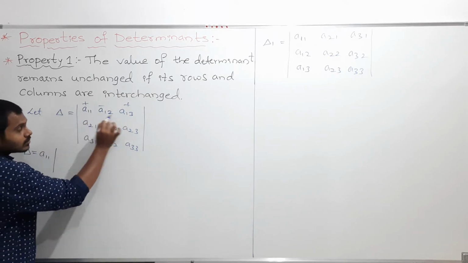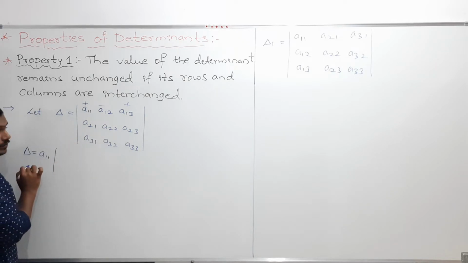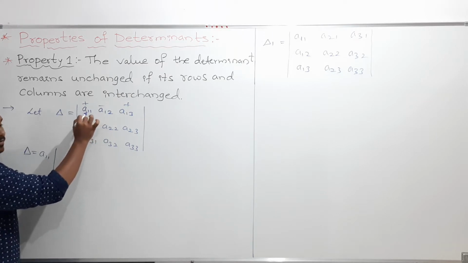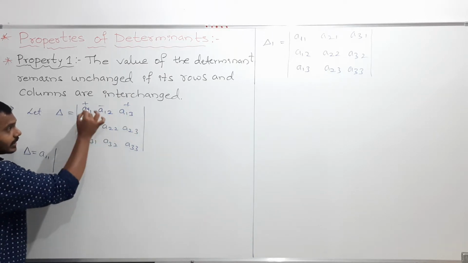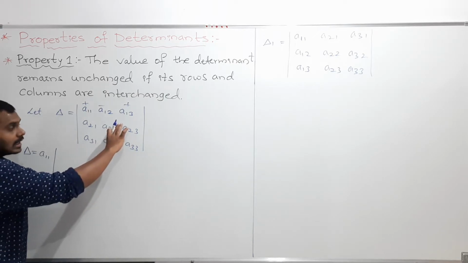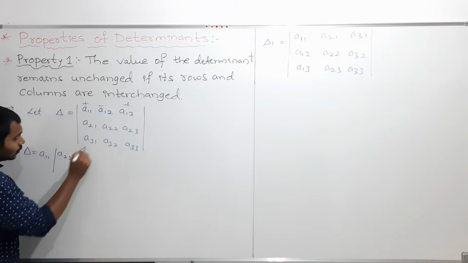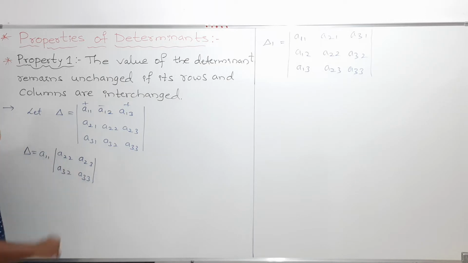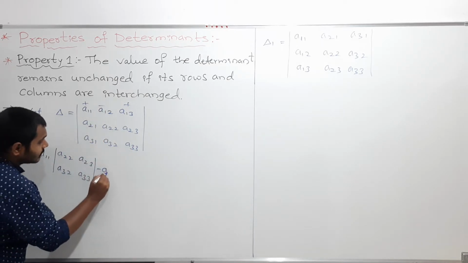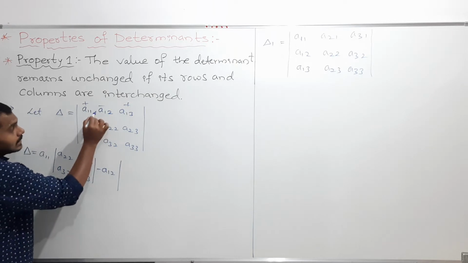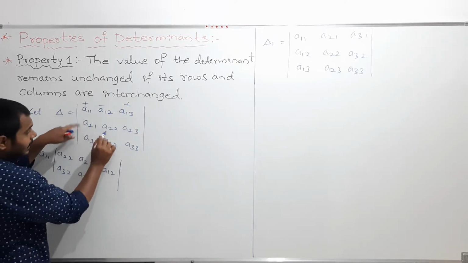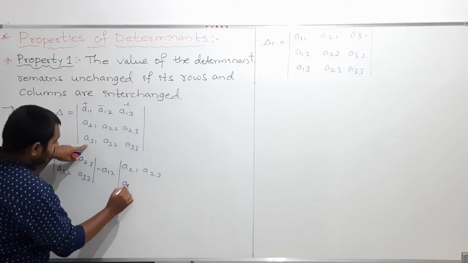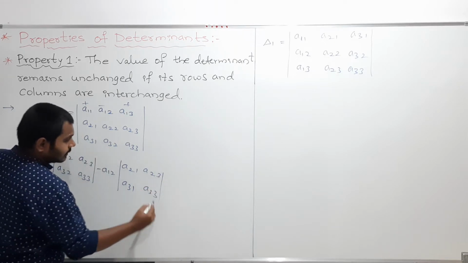If I want to solve by row 1, I will consider the first element of the first row. To that I will multiply the determinant obtained by deleting the row and column where the a11 element lies. So this row and this column I will delete, and I will take the determinant of the remaining elements, that is a22, a23, a32, a33. Next, minus of a12, and again this row and this column I will delete, and I will take the determinant of the remaining elements a21, a23, a31, a33.